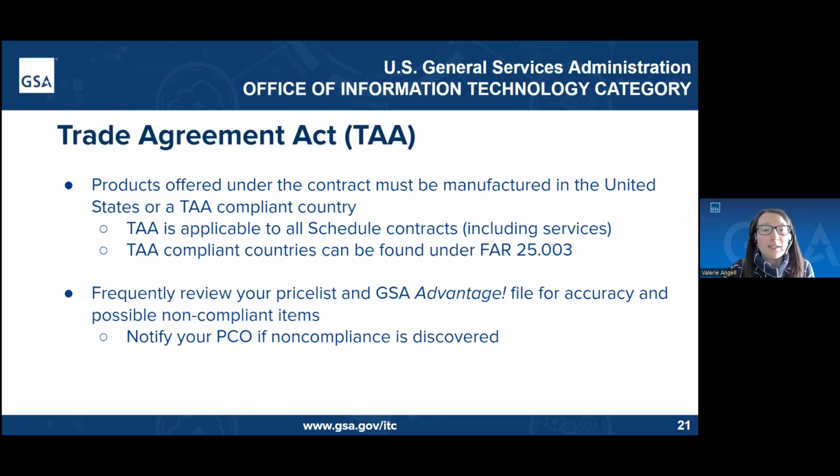25.003. You are responsible to notify your PCO if a non-compliant item is discovered or if the country of manufacture changes. So if you become aware of a change or an issue, please notify your PCO as soon as possible so that it can be addressed. And we also recommend that you review your contract items frequently, and that way you can determine if there are any issues with accuracy or with TAA compliance. Next slide.